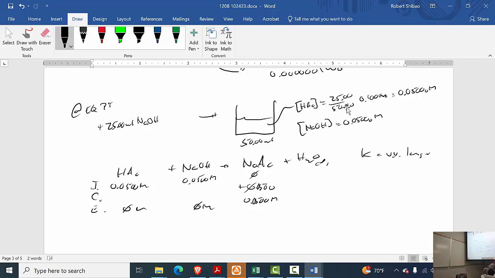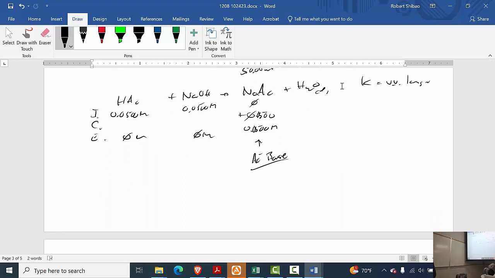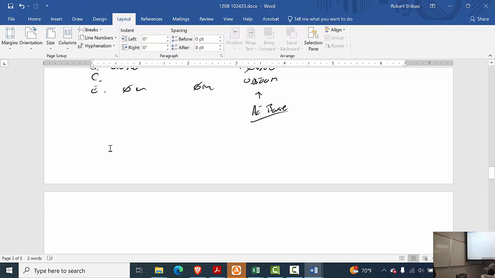So we're left with a basic salt here. And so what's the strongest acid present? Well, acetate will be the strongest base present. The strongest acid present will be... Can you go back up? Sorry.